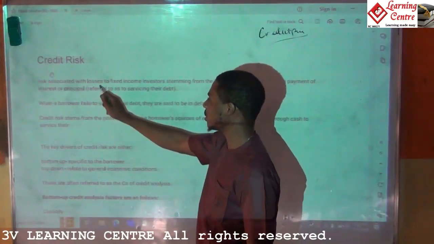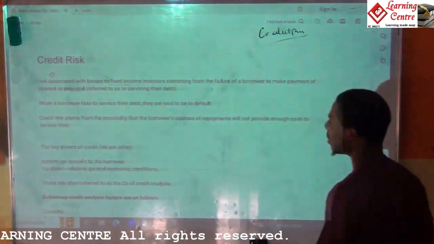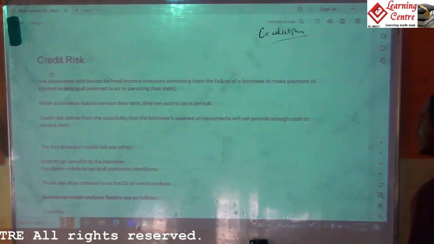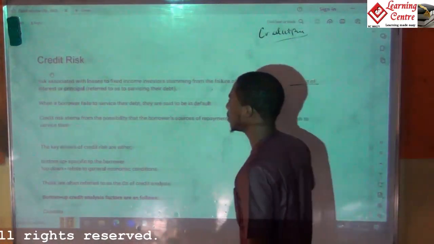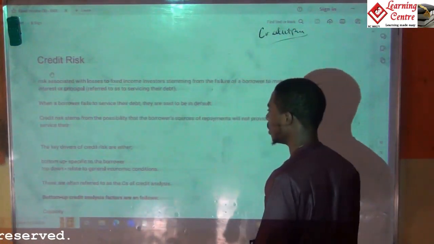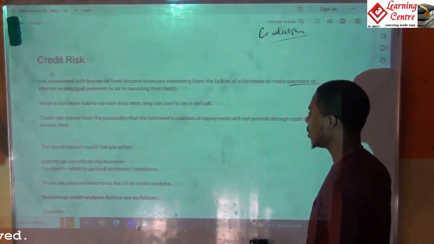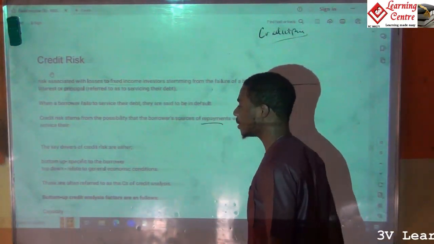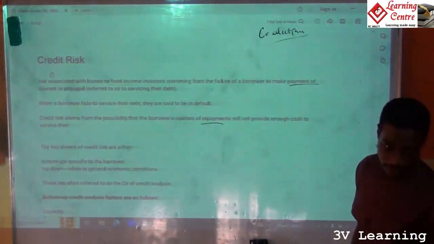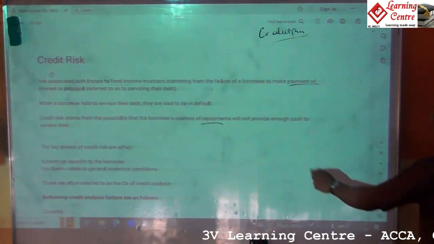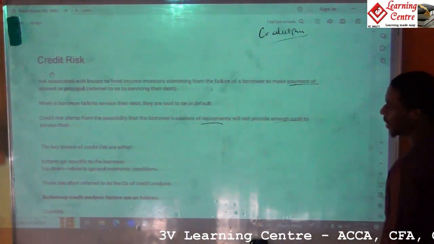Okay, so what is this? Credit risk is the risk associated with loss from failure of the borrower to make payments of principal or interest. Probably the source of payment that the borrower had planned to use to pay your loan does not provide enough cash to service their debt.